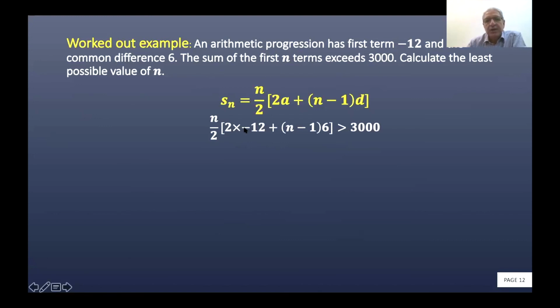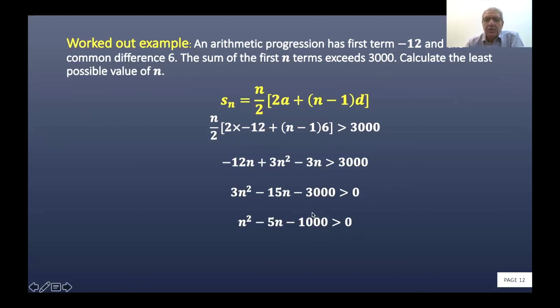solving a quadratic inequality. Okay, now just multiply this inside and expand this, first simplifying inside the bracket and then expanding. You are going to get something like this. Take this 3000 also to this side and simplify this. You are going to get something like this. You can divide everything by 3. You are going to get this. Therefore, this is your equation.